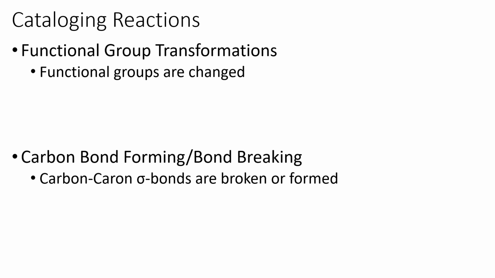It will remain unaltered. The other types of reactions that we'll be looking at in some future chapters are going to be carbon bond forming and carbon bond breaking. This is where we're actually going to alter the carbon skeleton. We're going to take those carbon-carbon sigma bonds and we're either going to break them or we're going to form new ones to alter the actual chain.